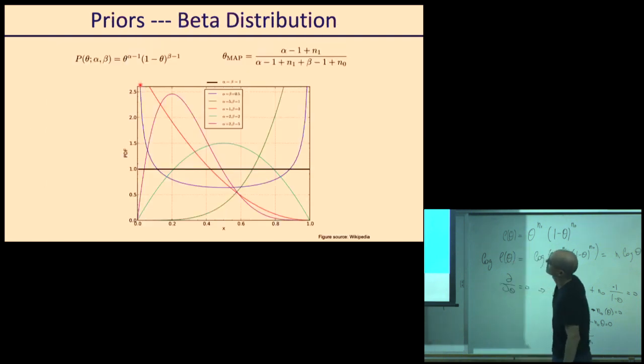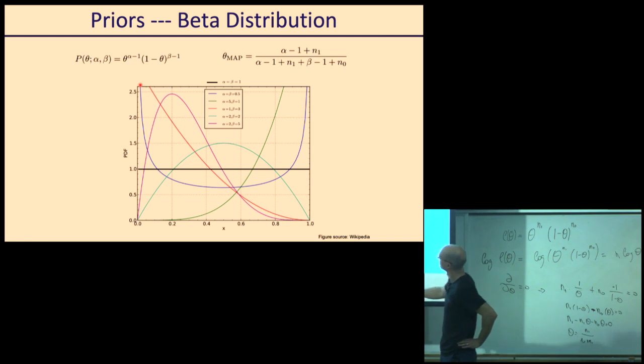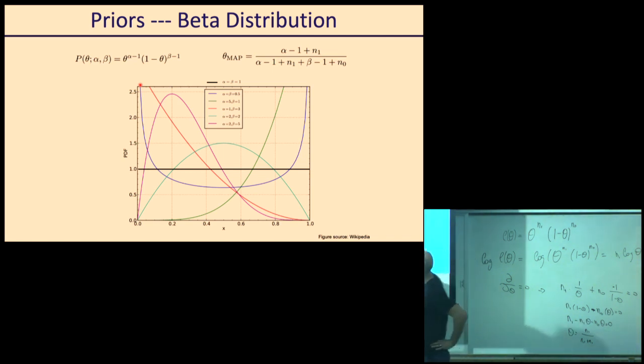For this kind of Bernoulli experiment, this is what it could look like. If you have theta to the power alpha minus 1, 1 minus theta to the power beta minus 1, and then the closed form on the right there, you'll see that effectively you add pseudo counts: alpha minus 1, beta minus 1 pseudo counts, as if it has happened, but hasn't happened. For some of these choices, by the way, like the simple one here, that's alpha equals 2, beta equals 2.